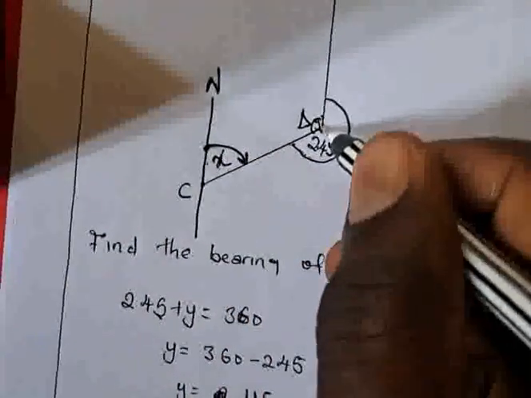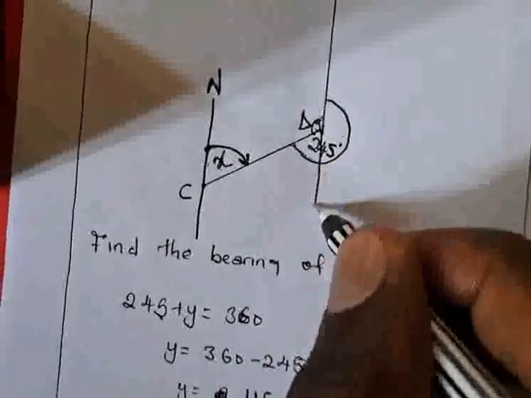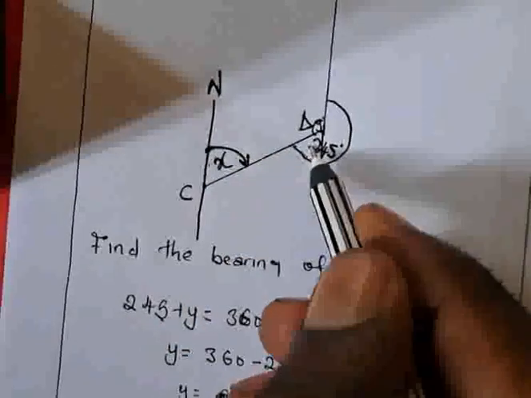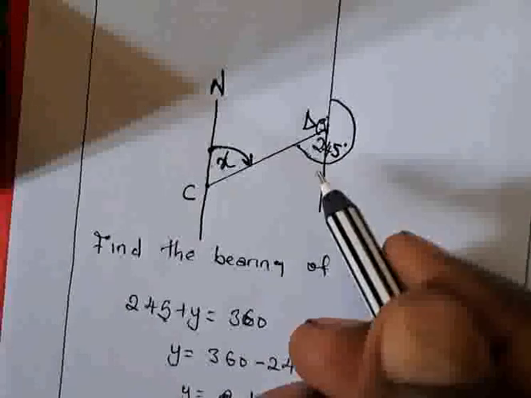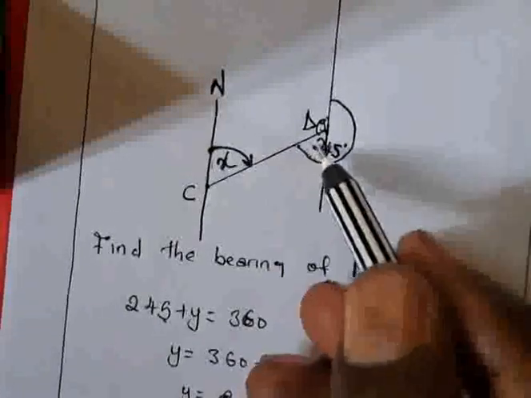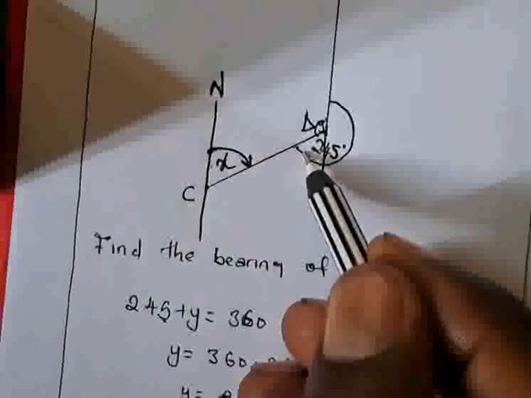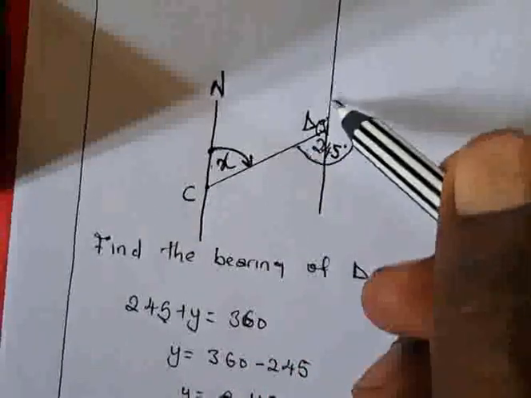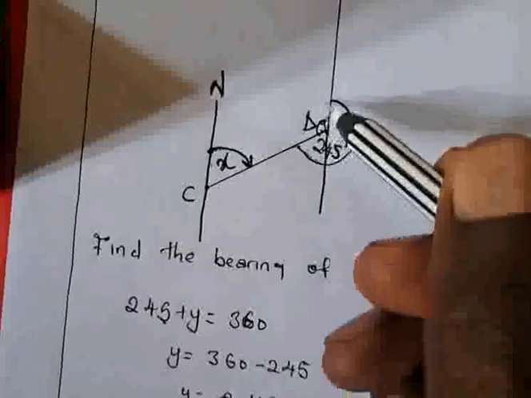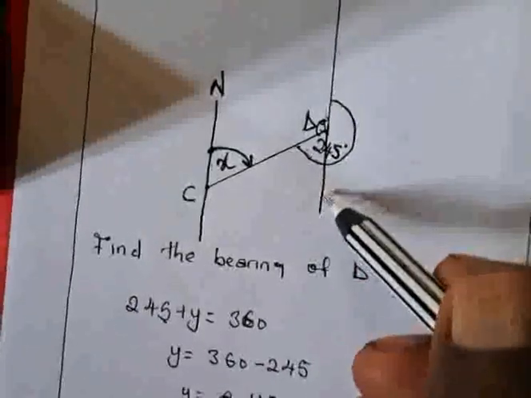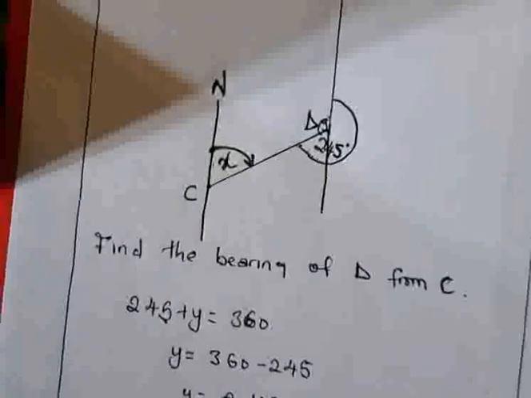Or others may be intelligent enough and say, if I extend this line further here, this angle and this angle are alternate angles. So alternate angles are just the same. So how do I find only this angle here? They'll notice this is a straight line, and a straight line is always 180.